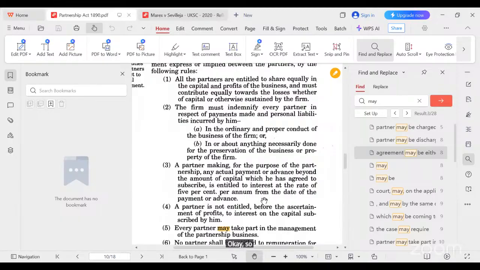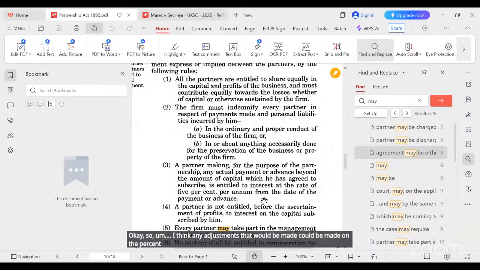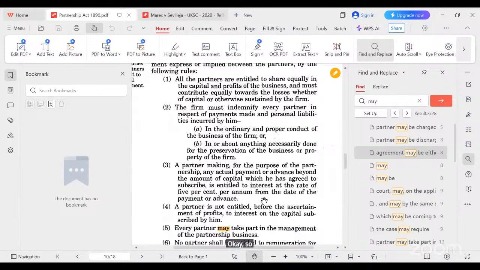Okay, so I think any adjustment that would be made could be made on the percent. If the partners feel like the percent is too much or too little, they could agree to just adjust the percent. That is what I therefore feel. So in your own way, they should clarify that and modify it.